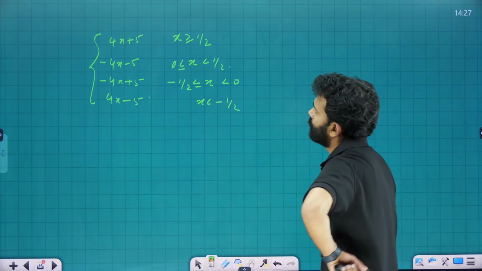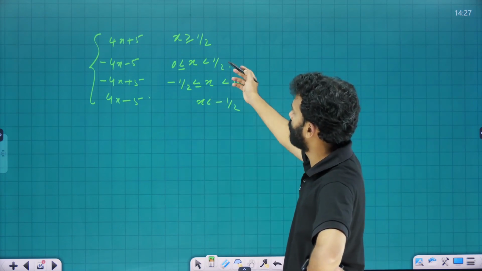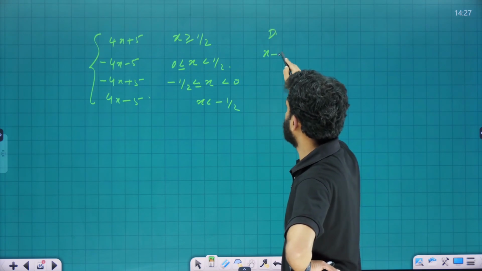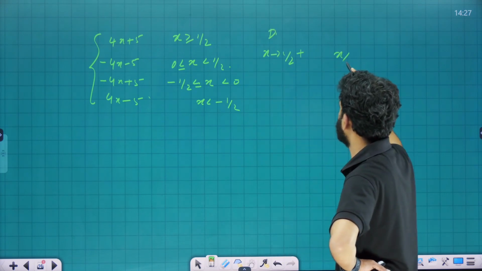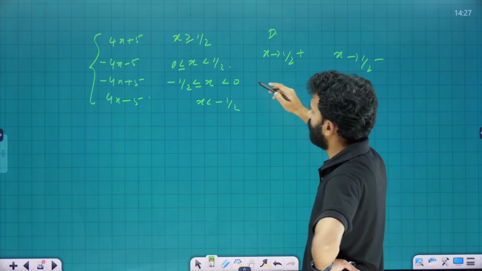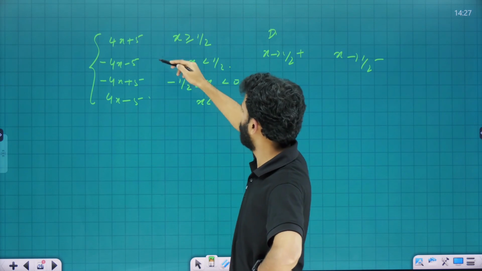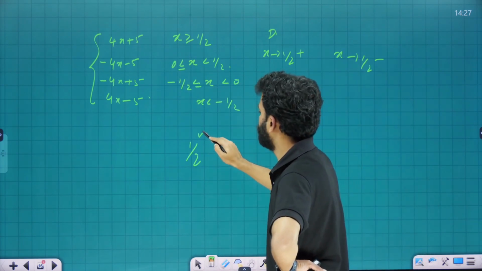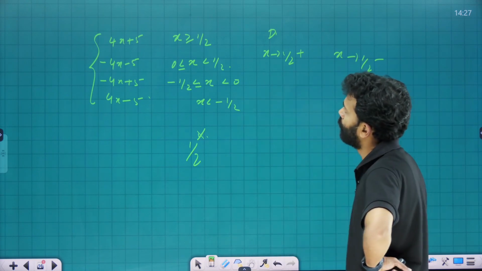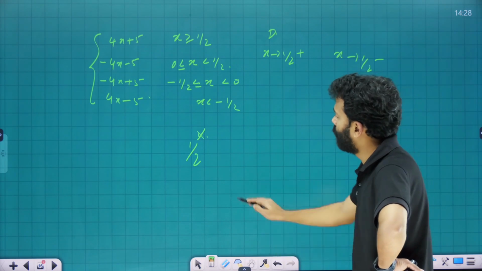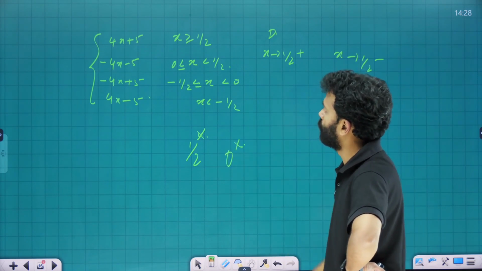What is 1 by 2 plus? That is, 1 by 2 plus and 1 by 2 minus are not equal. Okay, that is the derivative I am checking. That is x tends to 1 by 2 plus and x tends to 1 by 2 minus are definitely not equal, because one will yield a positive value and one will yield a negative value. Therefore, not differentiable at x equal to 1 by 2. And what about 0? At 0 plus you will get minus 5 and at 0 minus you will get 5. Therefore, not differentiable at x equal to 0 also.